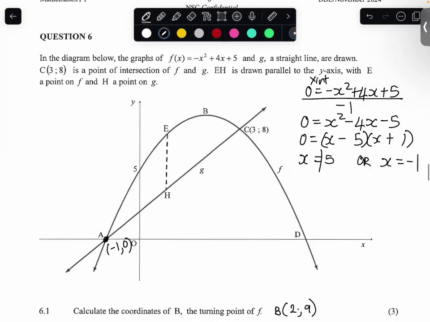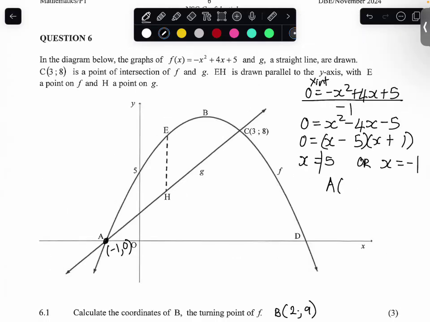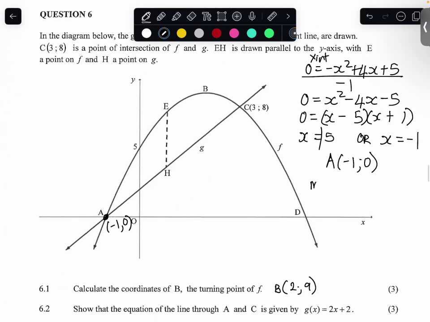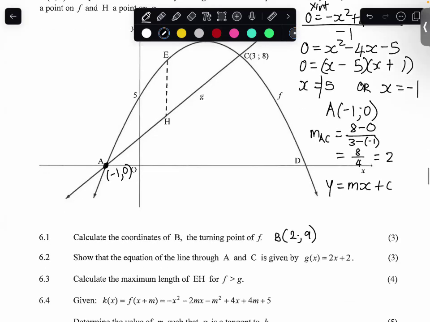So once I have A's coordinates, which is negative 1 and 0, I'm going to find the gradient of AC. The gradient of AC is y2 minus y1 over x2 minus x1, which is 8 minus 0 over 3 minus minus 1. That gives me 8 over 3 plus 1, which is 8 over 4, which gives me the gradient as 2. Then we're going to go y is equal to mx plus c. This was not worth 3 marks. But anyways, this is the gradient.